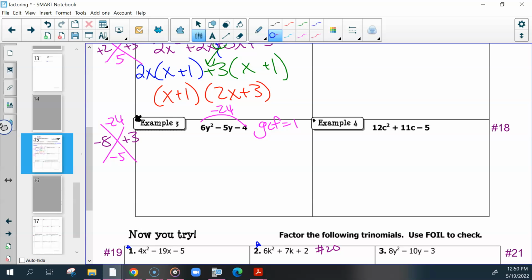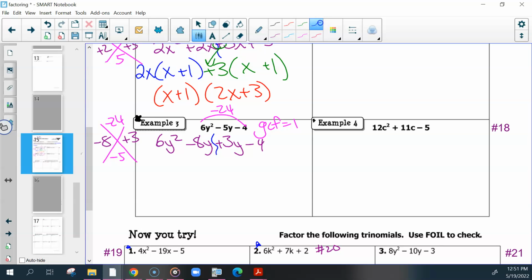So then we can rewrite this into 4 terms. 6y squared stays the same. Does not matter the order in which you put the 8 and the 3, as long as you have y with them. And then put the negative 4 at the end. Then we're going to split the middle.